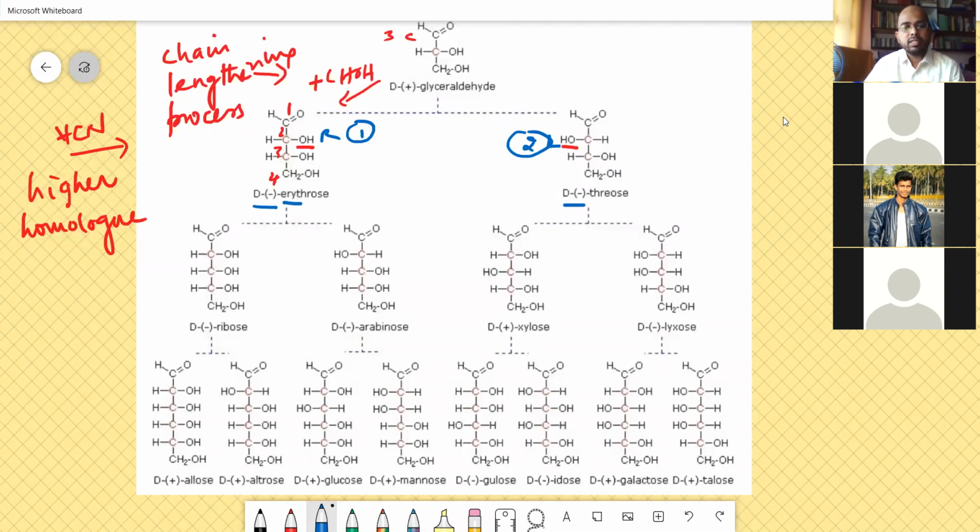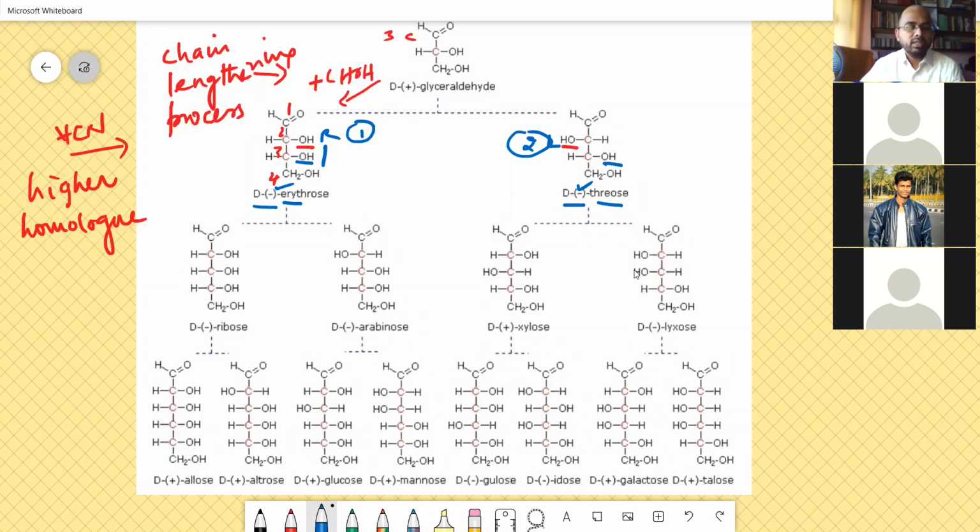This is erythrose and this is threose. So both are having D configuration. Why? OH is on the right. And both are capable of rotating the light in the negative direction, the opposite direction. So you give it as a minus. Now both are almost the same compounds. Only one thing is OH is on the right side and H is on the left side. There you can see the difference. Now this is the step of going from 3 carbon to 4 carbon.